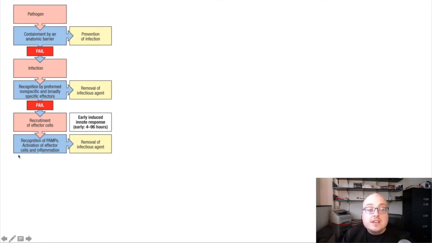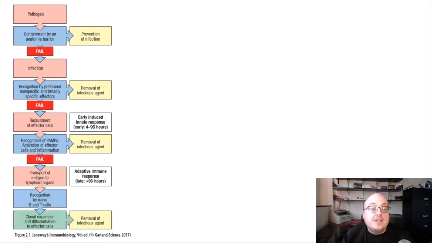Ultimately, these responses are pretty good at removing infectious agents, but if they don't work, we now need to invoke our adaptive immune response. And so that will involve the transport of antigen into the lymphoid organs by antigen-presenting cells. Those antigen-presenting cells will present the antigen to naive B and T cells, and those activated B and T cells will undergo clonal expansion and differentiation into their various effector cell subtypes. So maybe a plasma cell for a B cell, maybe a cytotoxic lymphocyte for a T cell.